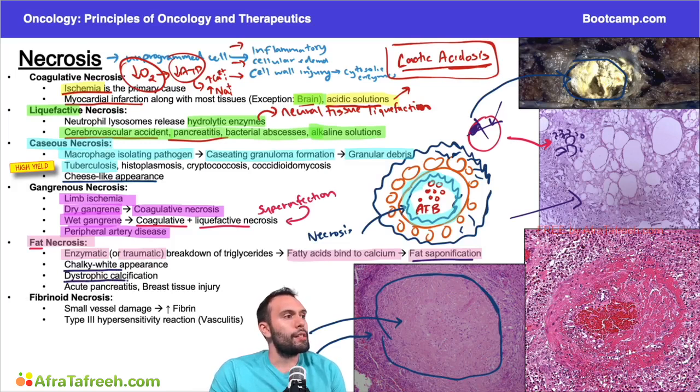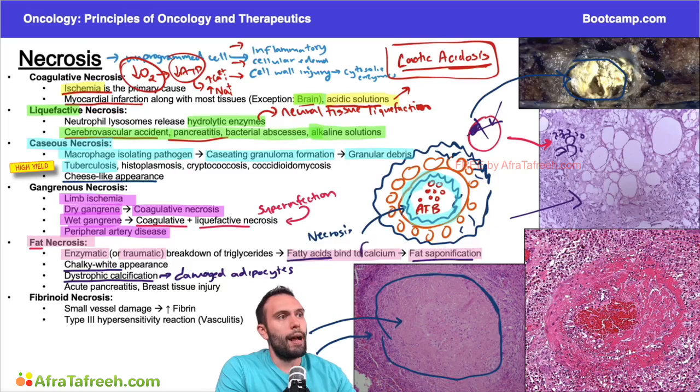And you'll sometimes see this talked about with dystrophic calcification. Dystrophic calcification is happening when we have damaged tissue, particularly damaged adipocytes. Okay, and the reason for that, we kind of just said this, the fatty acids that are released from the triglycerides bind to calcium. And so calcium is going to start to get kind of bound up in these areas of fat damage, right? And so these damaged adipocytes are going to start to bind to this calcium. And this is an example of dystrophic calcification.